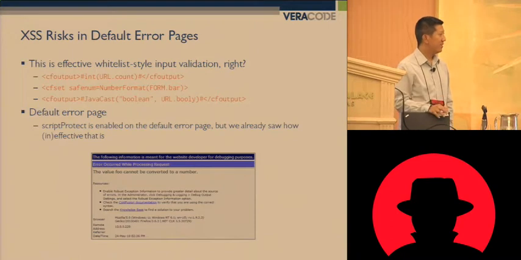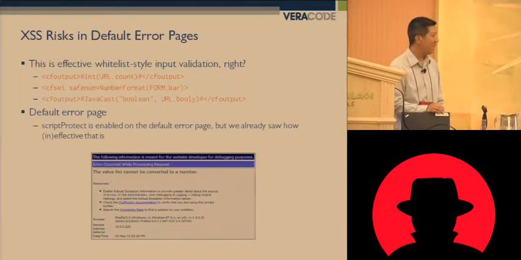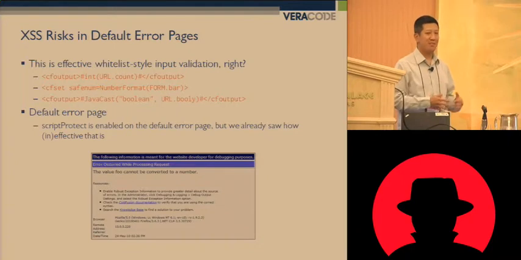The problem here is that, as you can see on the error page, you're actually printing out the value that couldn't be cast. So for count, if we just put in a cross-site scripting attack vector, then that is actually going to get printed out on the error page, and it's going to cause cross-site scripting. So it's ironic, because you tried to do this whitelist validation, and actually by doing so, you caused an exploitable scenario through this default error page.